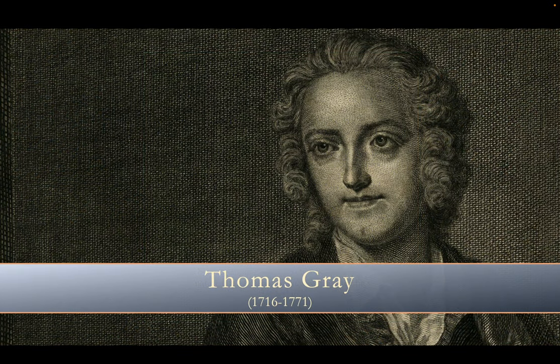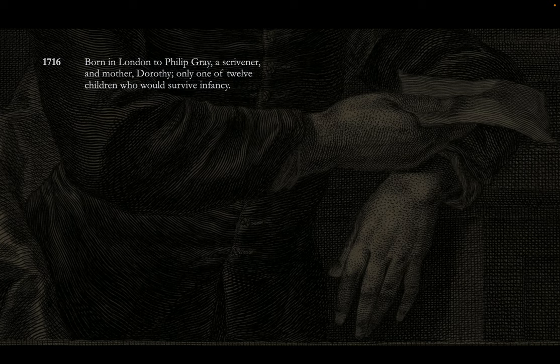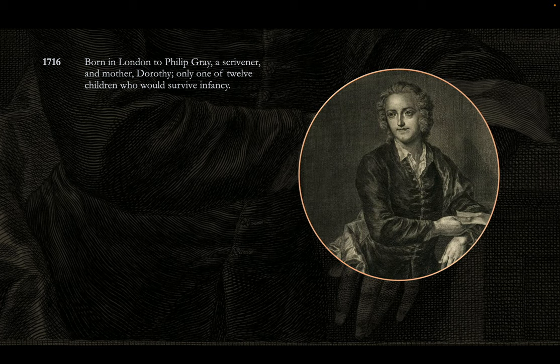And the next poet we're going to read is Thomas Gray. He was born in 1716 in London to a scrivener father, Philip Gray, and his mother, Dorothy, and he was only one of 12 children who would survive infancy. All of his other siblings died, and Gray himself was mortally ill as a baby but managed to survive. I don't know the circumstances of all of their deaths, but it is suspicious. That's very strange.